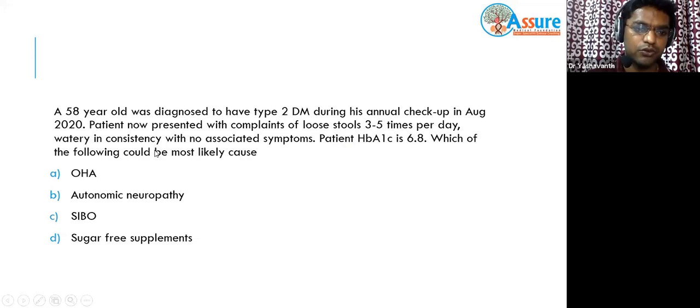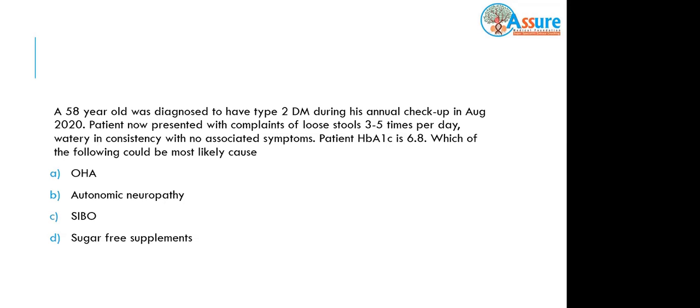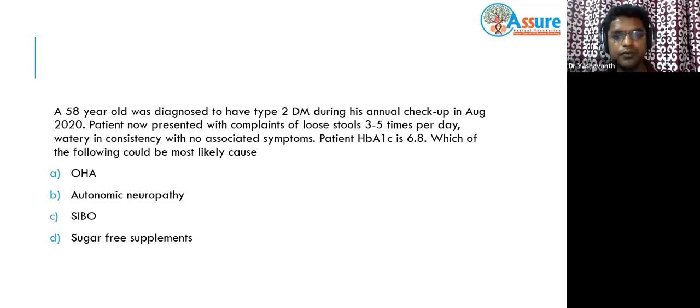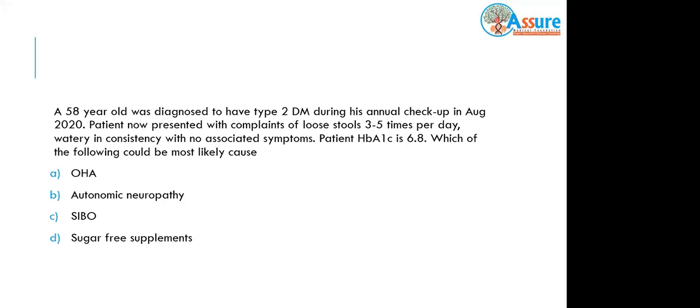A 58-year-old was diagnosed with type 2 diabetes mellitus during his annual checkup in August 2020. This patient presented to me with complaints of loose stools 3 to 5 times per day, watery in consistency, with no associated symptoms. Sir, autonomic neuropathy. Okay, why do you think so? HbA1c is 6.8. Diabetes well controlled.